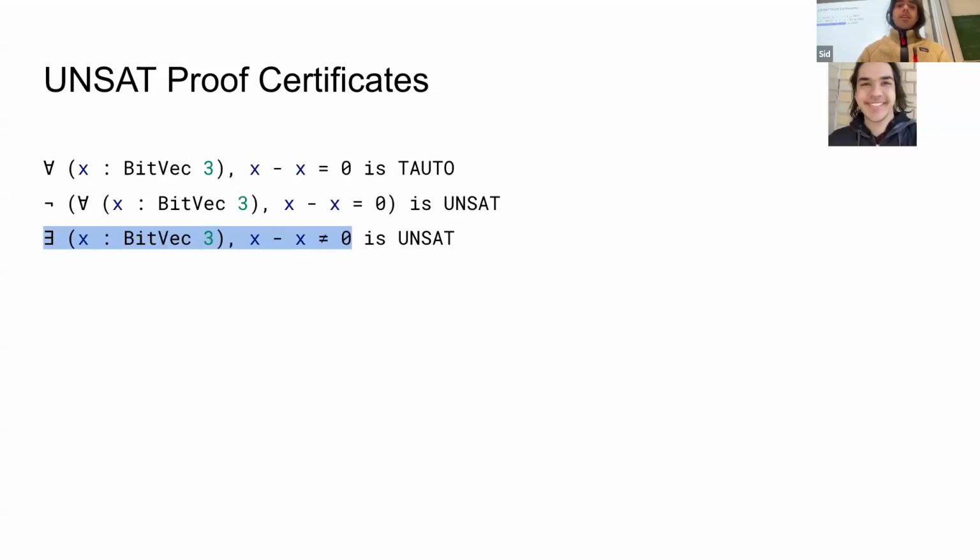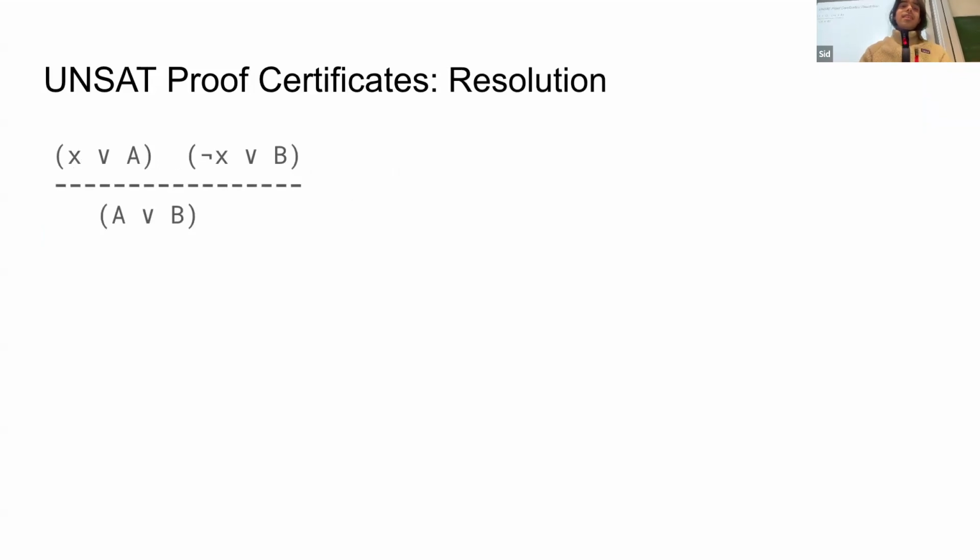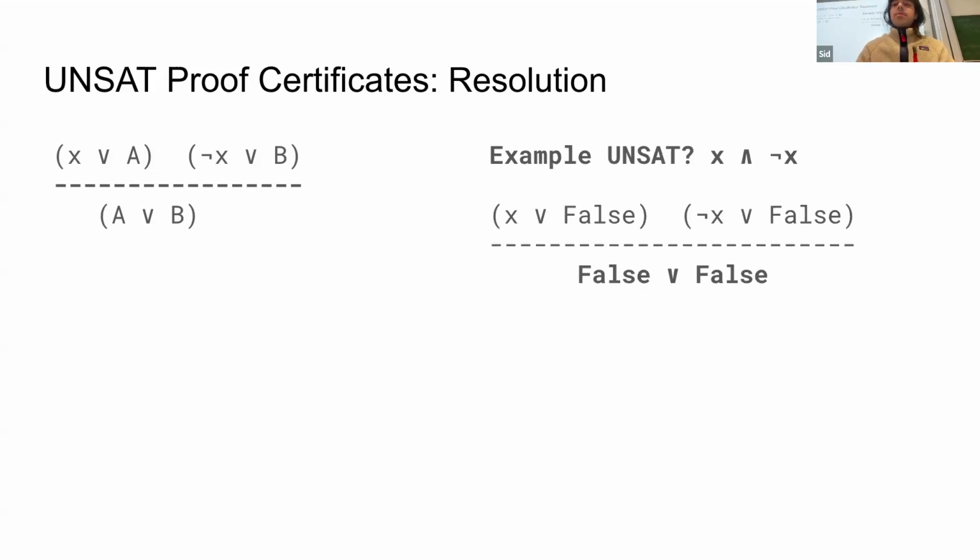So how do you show that something is unsatisfiable? There exists a proof system called resolution, which has a single proof rule: if you have a clause X or A, and another clause not X or B, then you can derive A or B out of it. For example, if you have X and not X, you can use resolution to derive false, because X is X or false, not X is not X or false, and you resolve it to get false or false.